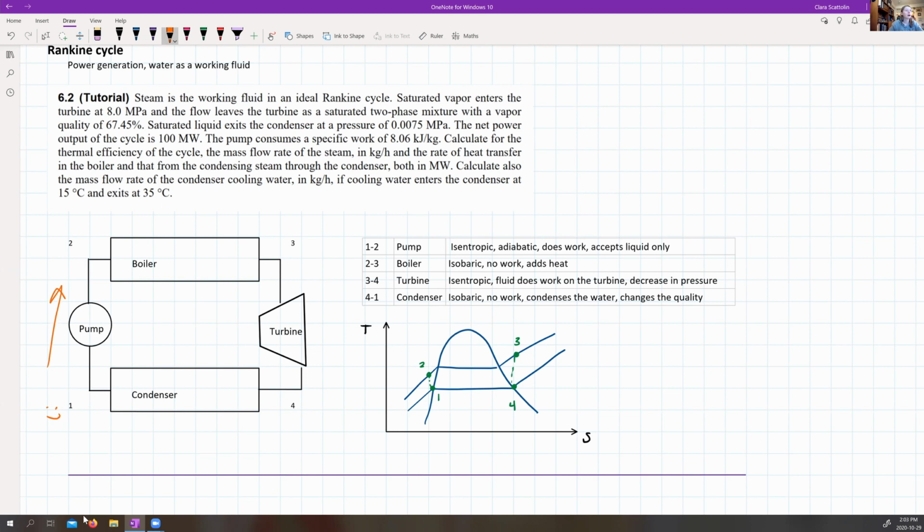Then I go through the pump. The pump is used to increase pressure, and it's doing work on the liquid. It accepts liquids only, no gas. It would be sad if you tried to put gas in there. So we're increasing the pressure until we hit point 2. At point 2, we go through the boiler. As the word suggests, the boiler is a Q in, so we're adding heat to the system, and the boiler works at a constant pressure, which means that P2 is equal to P3. That's another important fact.